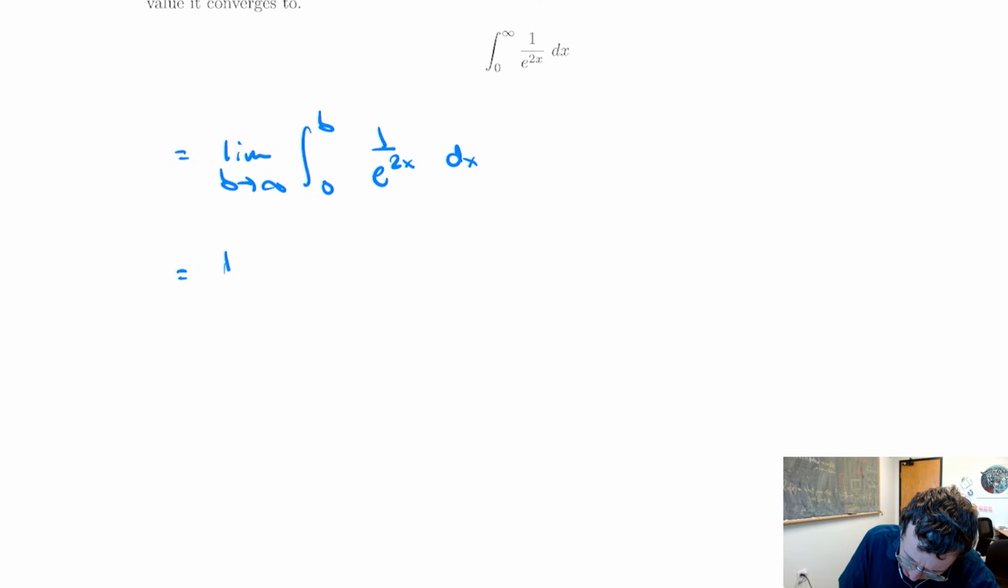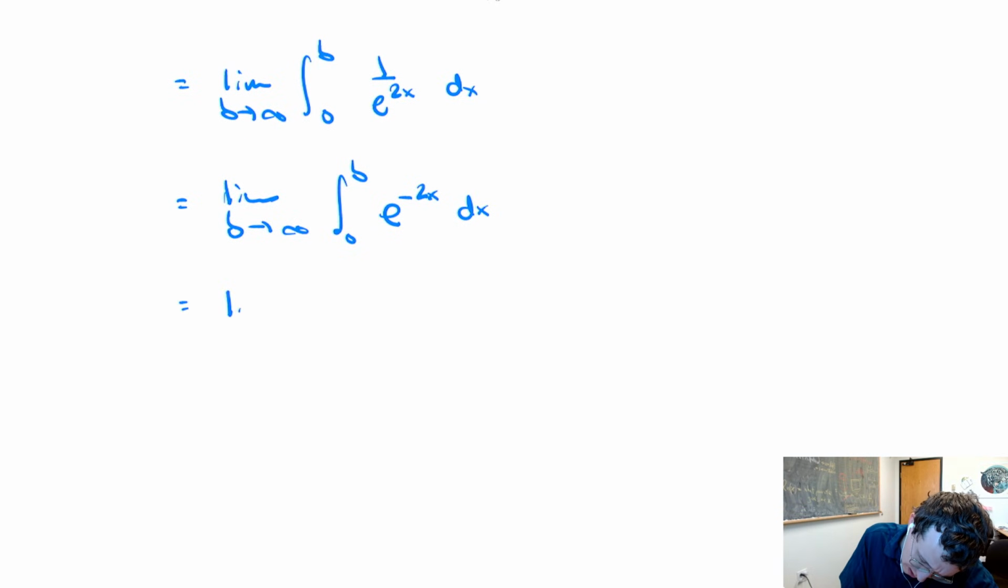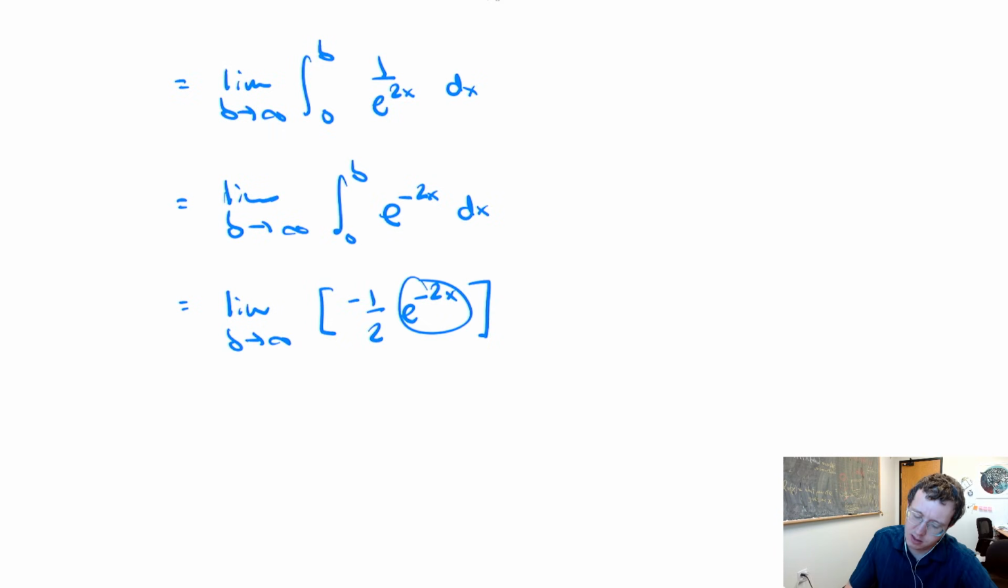The way that I'm going to integrate this is to rewrite that as e to the minus 2x. And if I wanted, I could use a u substitution. I could set u equal to minus 2x. But I've done enough of these integrals that I recognize the antiderivative here as minus 1/2 e to the minus 2x. The point is that if I differentiate this, the chain rule is going to give me an extra minus 2, which is going to cancel out the minus 1/2. That gets evaluated from 0 to b.